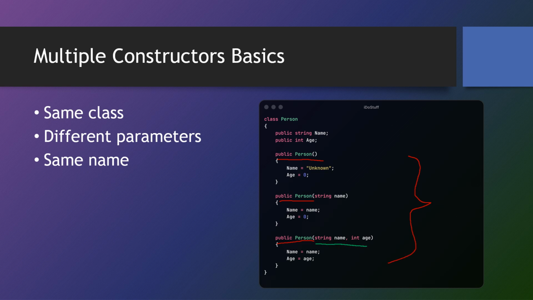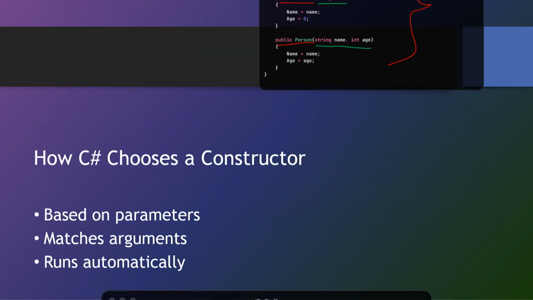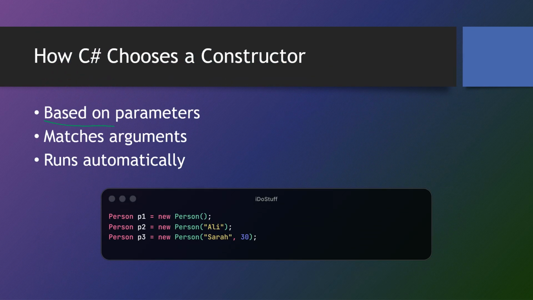How C# chooses which constructor to run. C# chooses a constructor based on the arguments you pass in. When you use the new keyword, C# looks at the values you provide. It finds the constructor with matching parameters. That constructor runs automatically. This happens instantly and behind the scenes. Understanding this removes a lot of confusion.